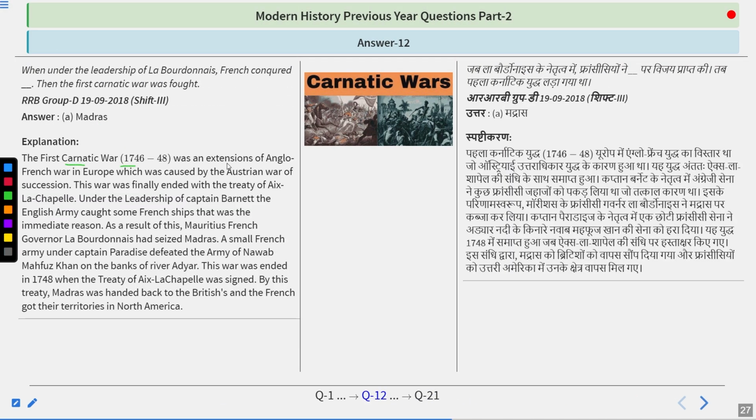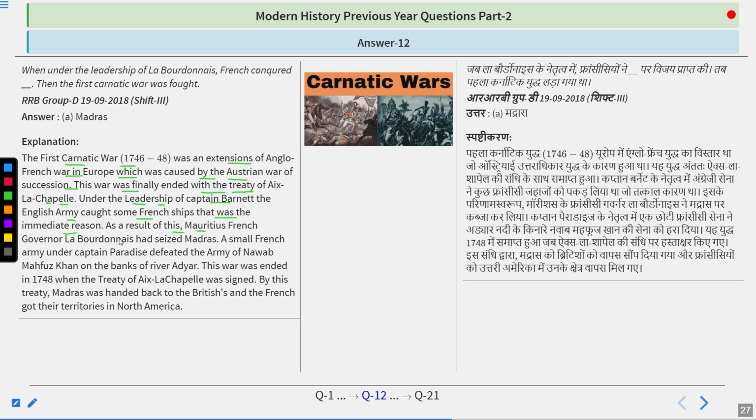The First Carnatic War was an extension of the Anglo-French War in Europe, which was caused by the Austrian War of Succession. The war was finally ended with the Treaty of Aix-la-Chapelle. The English army caught some French ships. That was the immediate reason.